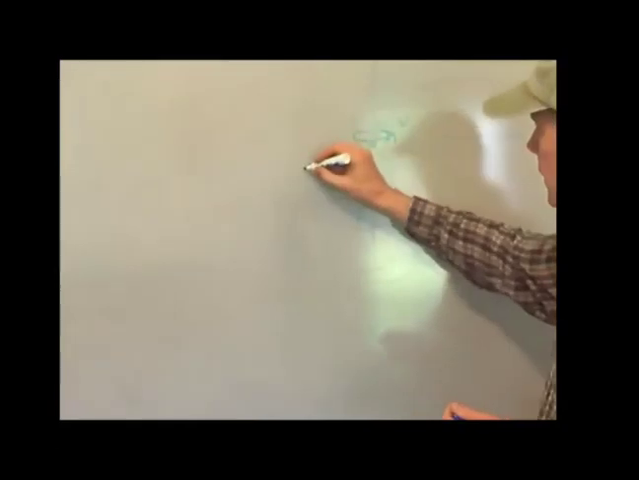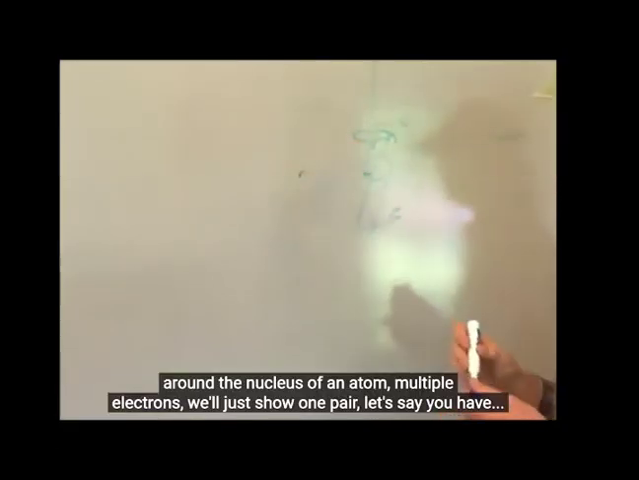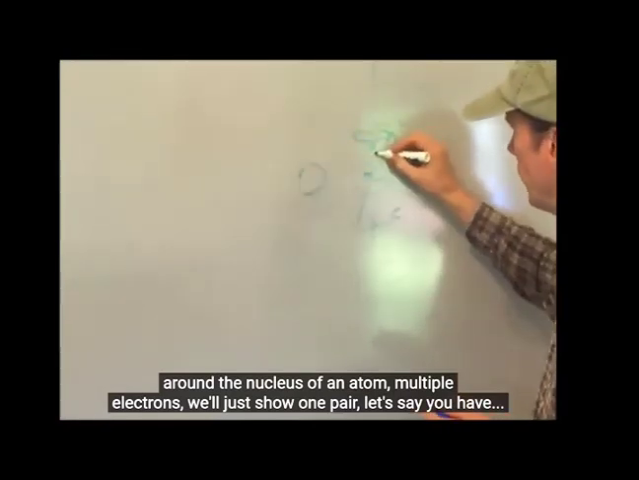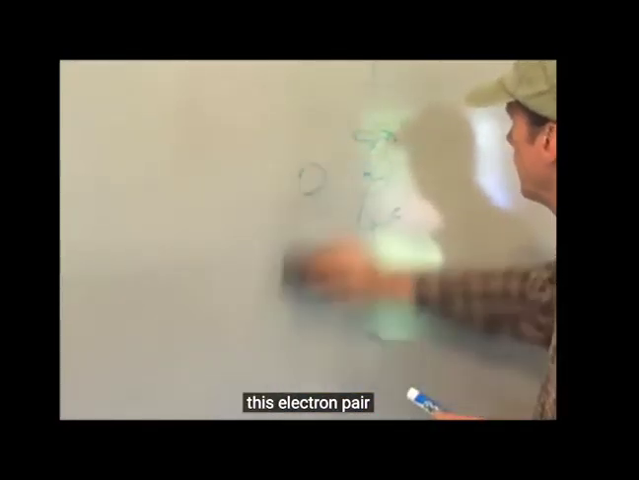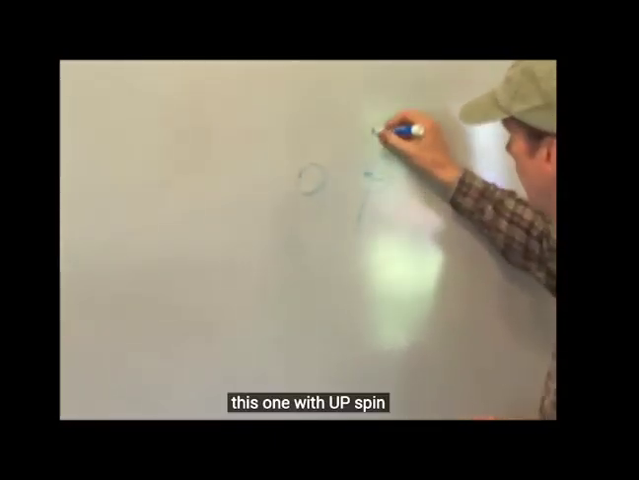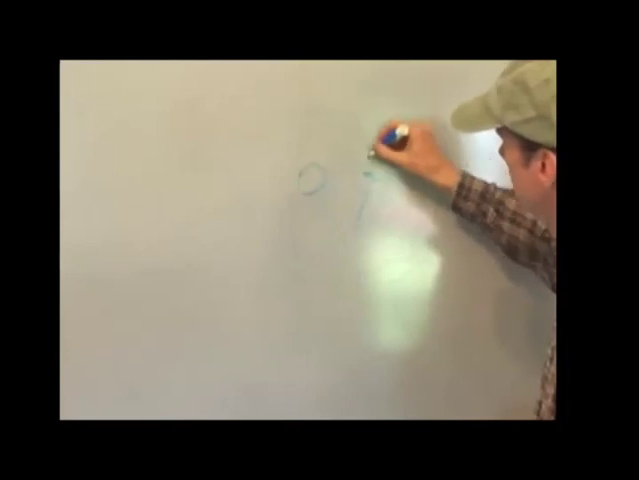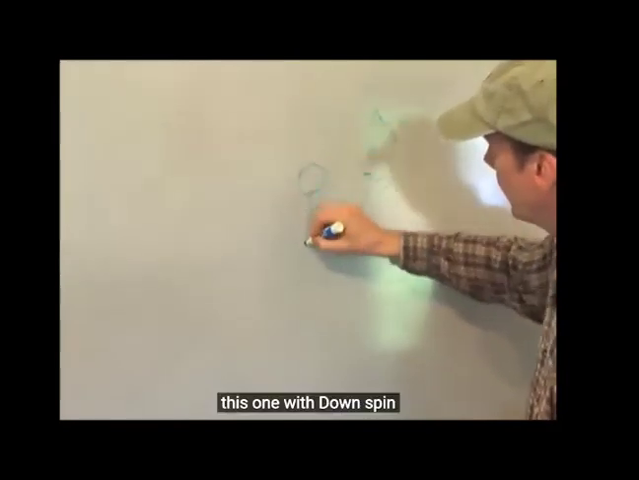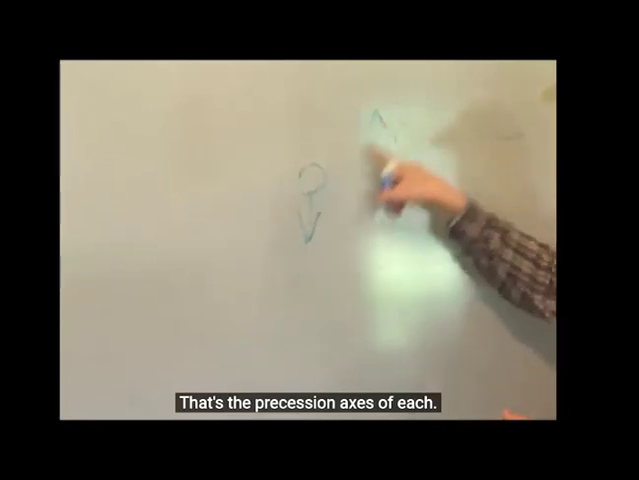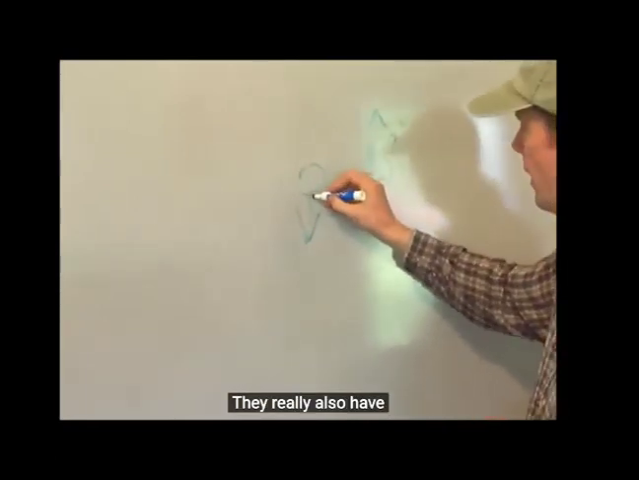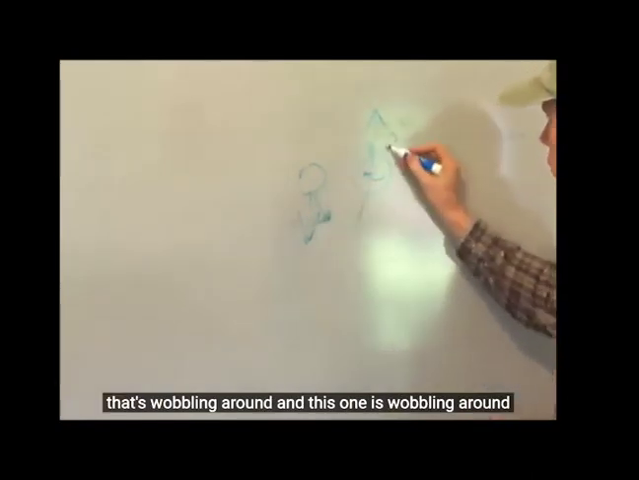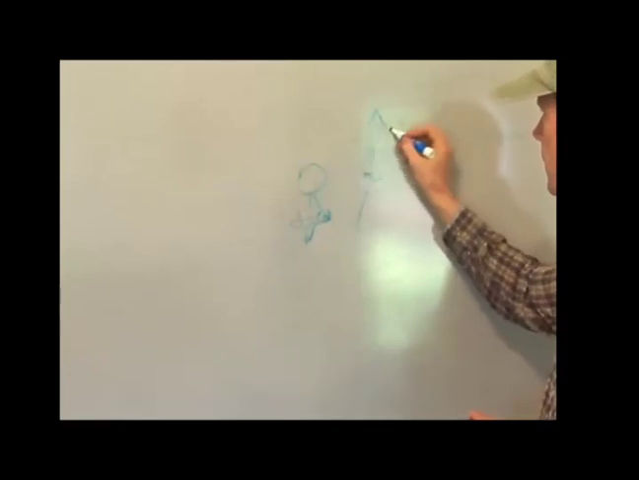And if you have around the nucleus of an atom multiple electrons, we'll just show one pair. Let's say you have this electron pair, this one with up spin, this one with down spin. That's the precession axes of each. They really also have the real spin axis that's wobbling around, and this one's wobbling around.